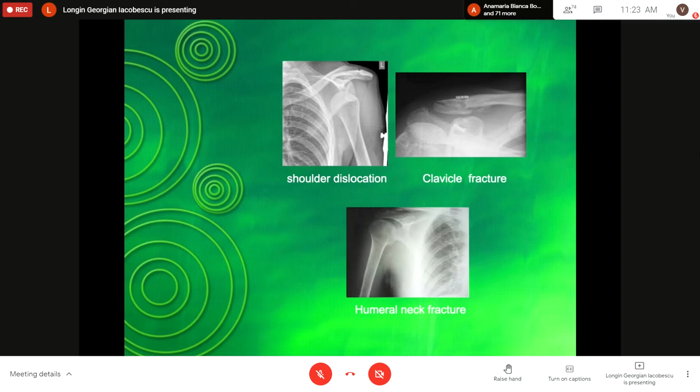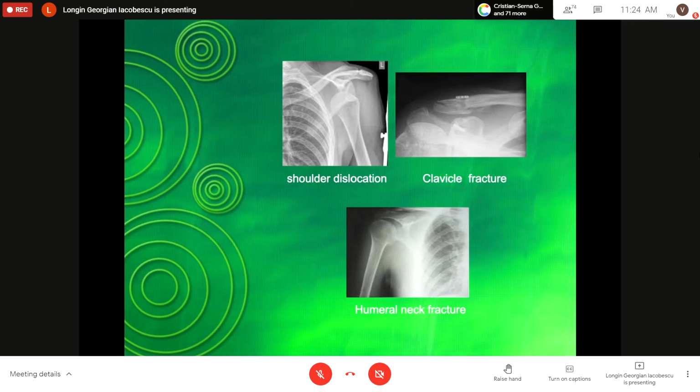Another image in the upper right, what type? It's a clavicle fracture, but what type of clavicle fracture? We already discussed. It's lateral, lateral third of the clavicle. So we can immobilize it also with the Desault bandage.